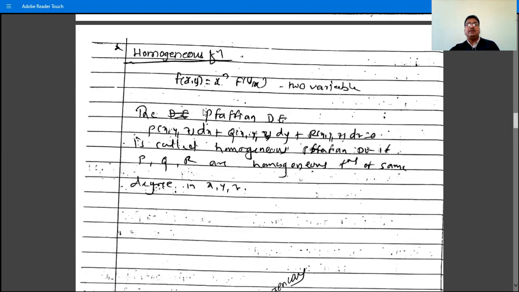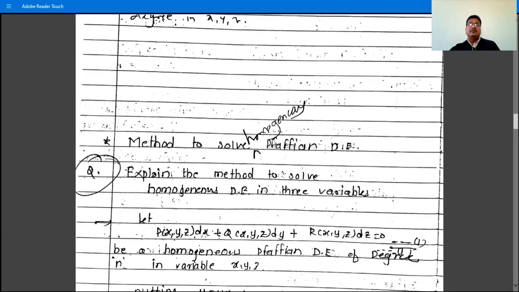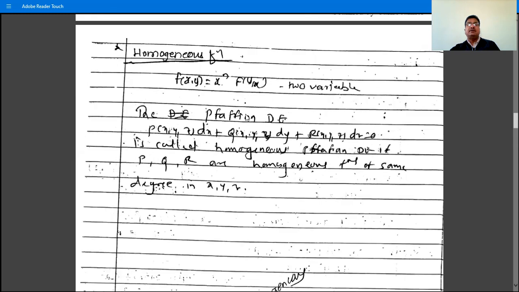And then the next type is homogeneous function. Homogeneous Pfaffian differential equation. Before that, we'll see the definition of homogeneous function. A function f(x,y) is called a homogeneous function if it can be expressed in the form x raised to n times f of y by x, a function of y by x. Then it is called a homogeneous function of two variables.